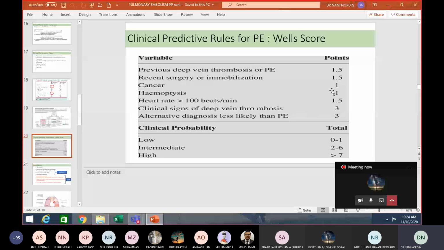So all in all, you sum up the points, then you translate it into whether it's a high, intermediate or low probability of this patient having PE. If you have low probability, maybe you won't proceed with investigations for PE at all, because all these criteria feed into the decision on investigations.